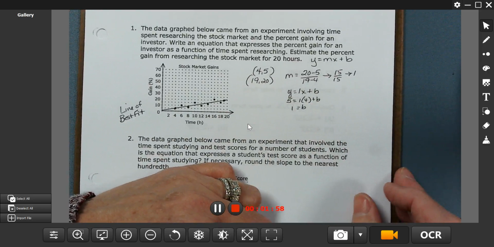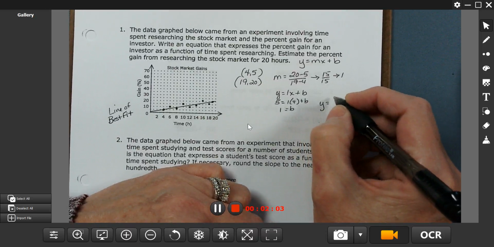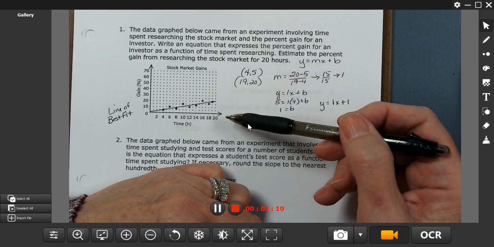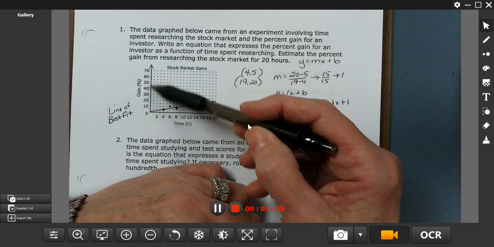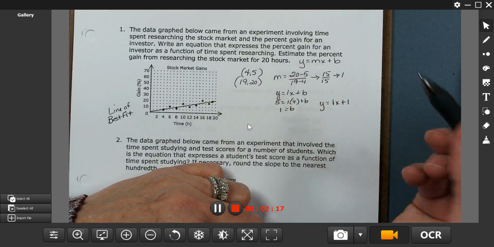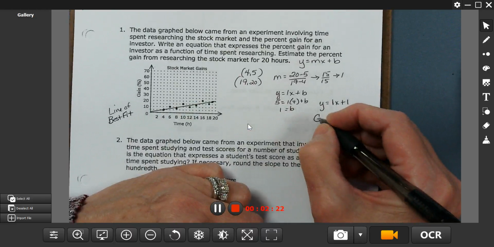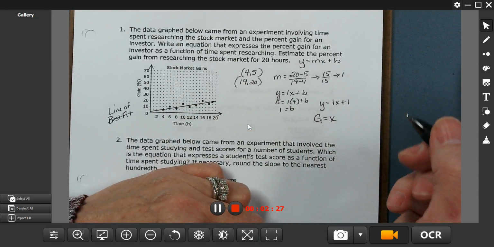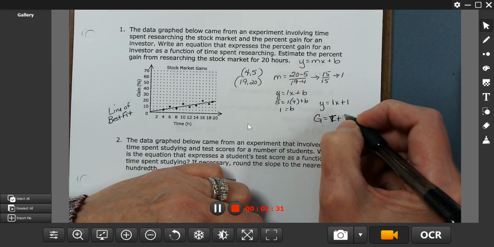So what we have is this equation, y equals mx plus b, m is 1, so 1x plus b, and b is 1. But we're not talking about an x and a y axis. We're talking about a horizontal axis of time and a vertical axis talking about percent of gain. So where my y is, I'm going to use g for gain. I'm sorry, I didn't mean to write that x. And where the x is, I'm going to use t for time. So I'm going to use g equals t plus 1.